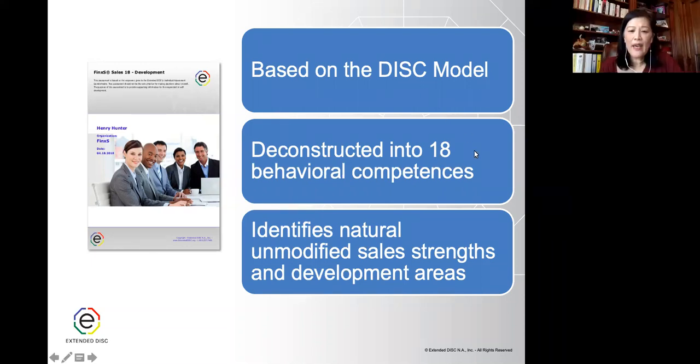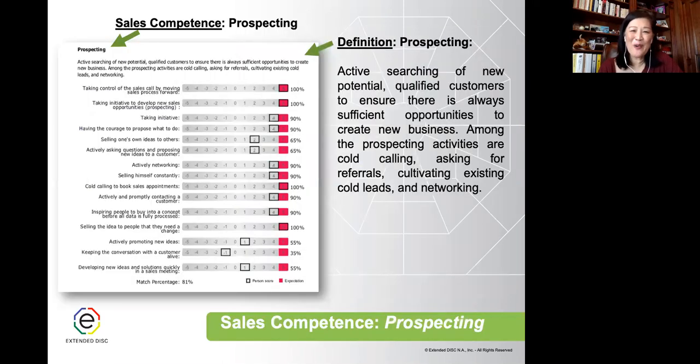So let's go ahead and highlight just a couple of pages of the report. The good news is once you understand one page of the report, you pretty much can read the rest of the report. So I went ahead, Markku, and picked one of the 18 sales competencies, and the one I picked today is prospecting. Can you talk a little bit about how this particular behavior shows up?